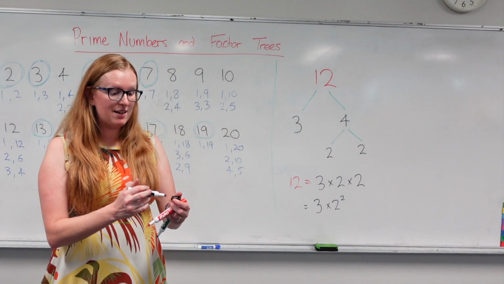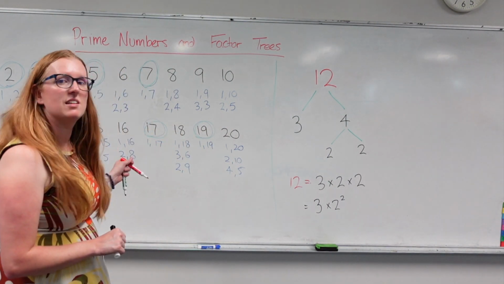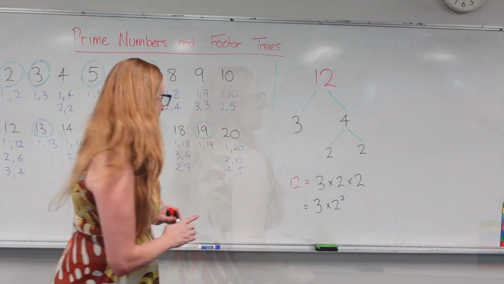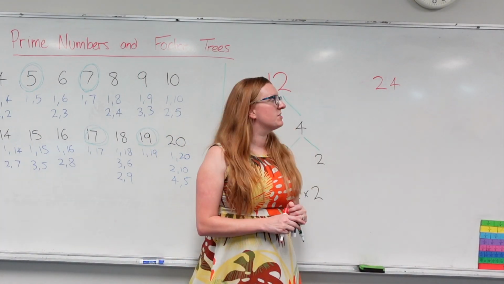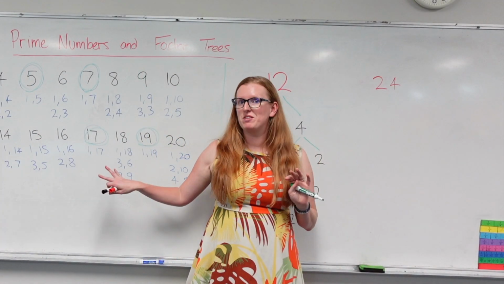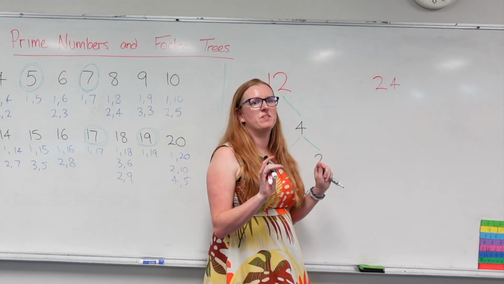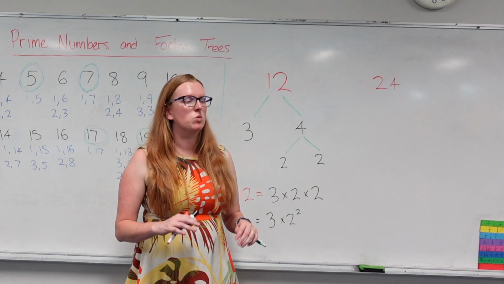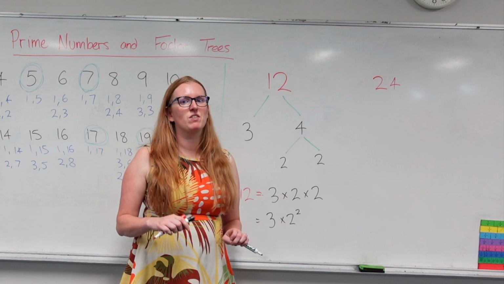All right, let's create another factor tree, but let's pick a number that isn't one that we've already done. Okay, now let's do the number 24. Now 24 isn't down here, so we've got to try and come up with the factors ourselves. So what are some numbers that multiply together to give us 24?